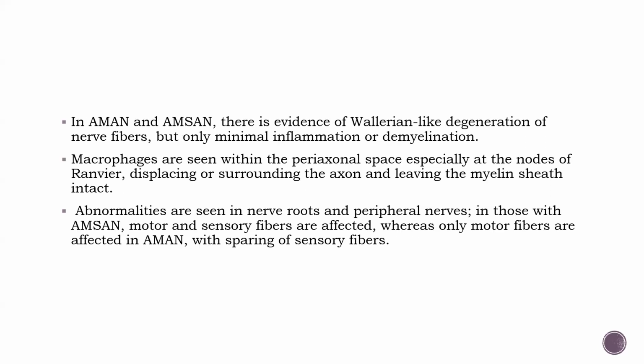In AMAN and AMSAN, there is evidence of Wallerian-like degeneration of nerve fibers, but only minimal inflammation or demyelination. Macrophages are seen within the periaxonal space, especially at the nodes of Ranvier, displacing or surrounding the axon and leaving the myelin sheath intact. Abnormalities are seen in nerve roots and peripheral nerves. In those with AMSAN, motor and sensory fibers are affected, whereas only motor fibers are affected in AMAN, with sparing of sensory fibers.